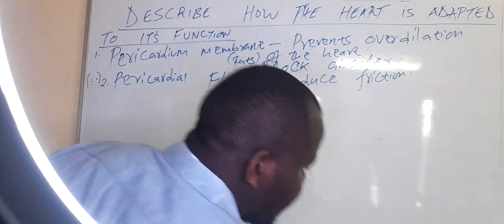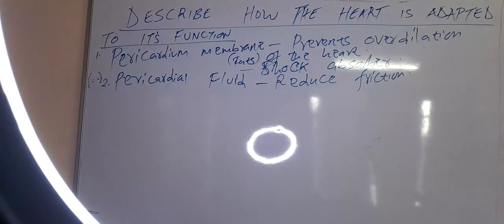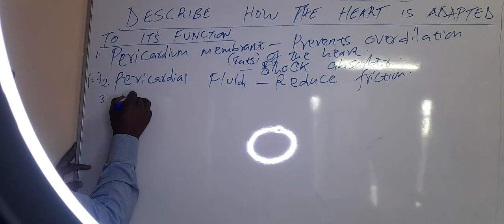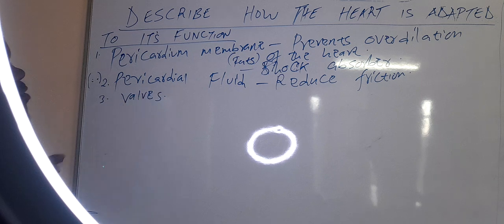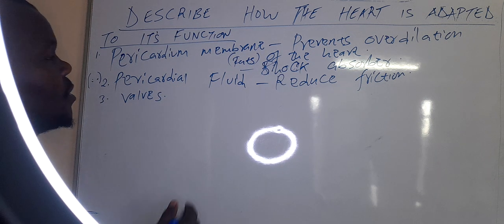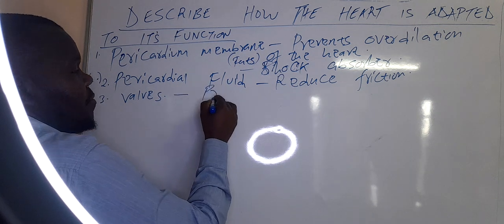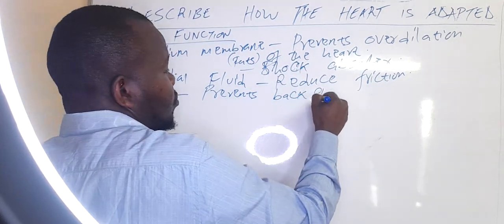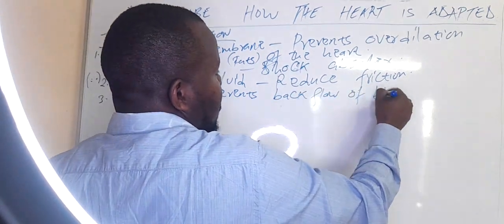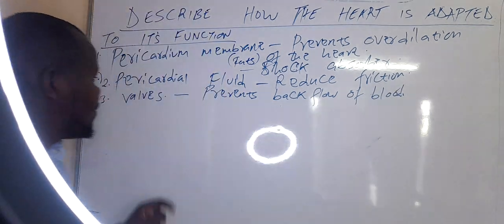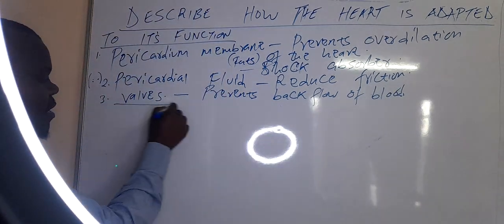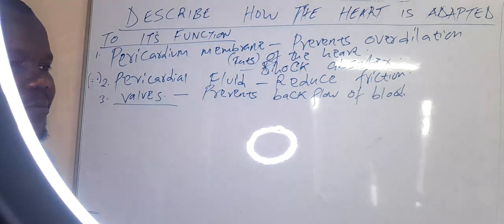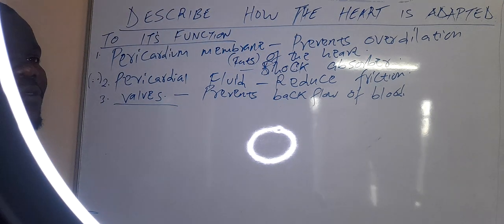Then from that point, we want to discuss the valves. Valves prevent backflow of blood. In general, we are saying this prevents backflow of blood. But now we have various valves. Which are the examples of the valves? We have the atrioventricular valves, and we have the semilunar valve.